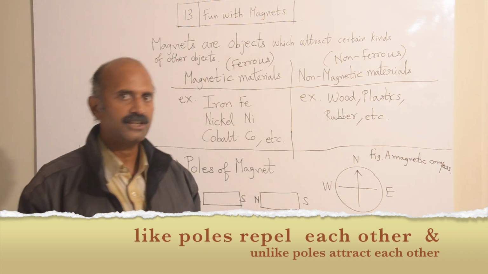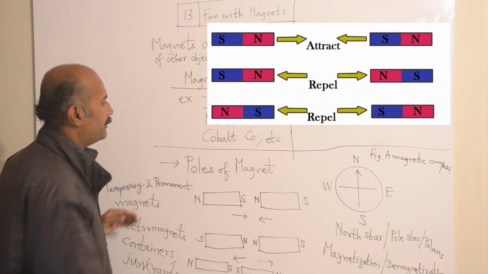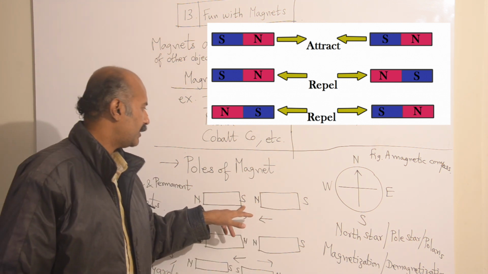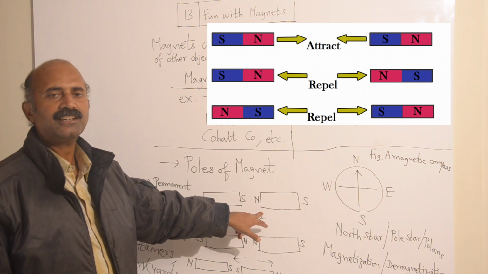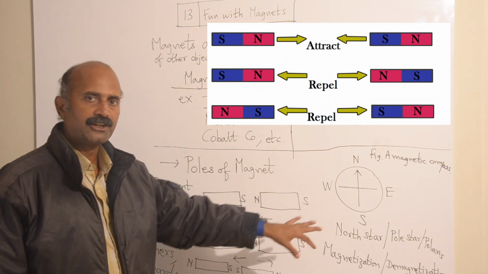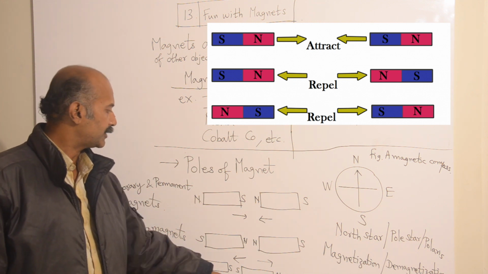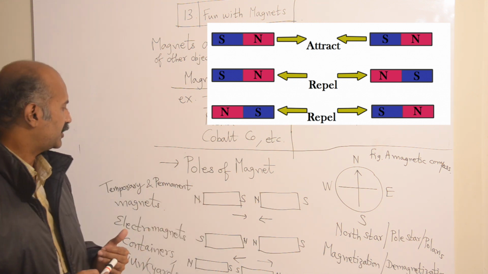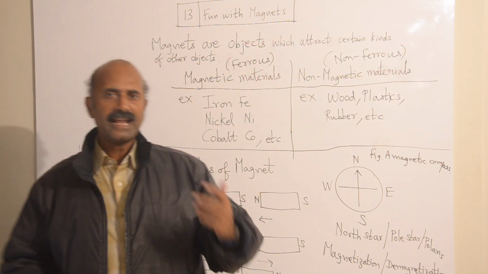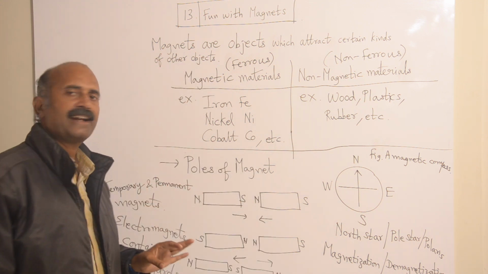What I mean by that is, if I keep a bar magnet in this format, north-south, and if I bring another bar magnet with the north pole like this, what happens? One bar magnet has a south pole and another bar magnet has a north pole, so they will be attracted towards each other. However, if I turn the direction, if I keep north and north, they will repel each other. The same situation is possible with south and south; if they come face to face, they will repel each other. Only when north and south face each other, they attract. So like poles repel and unlike poles attract each other. This is the basic law of magnetism.